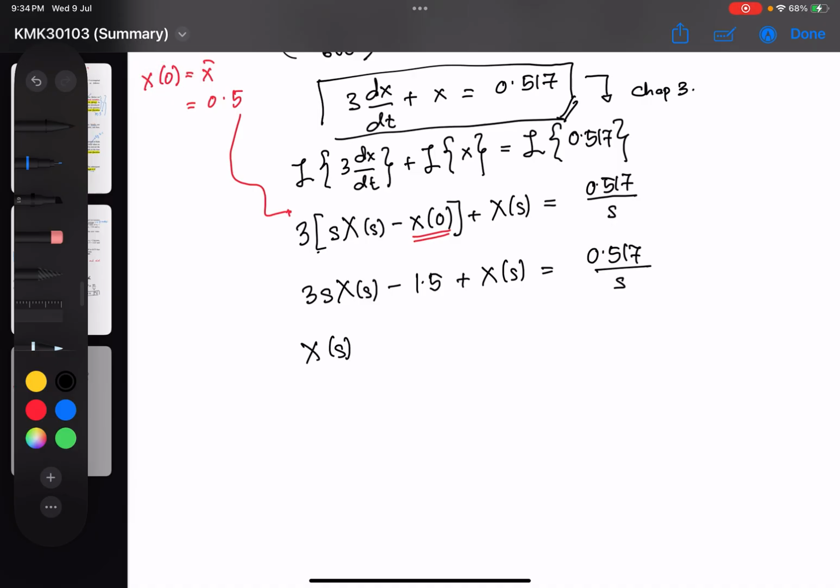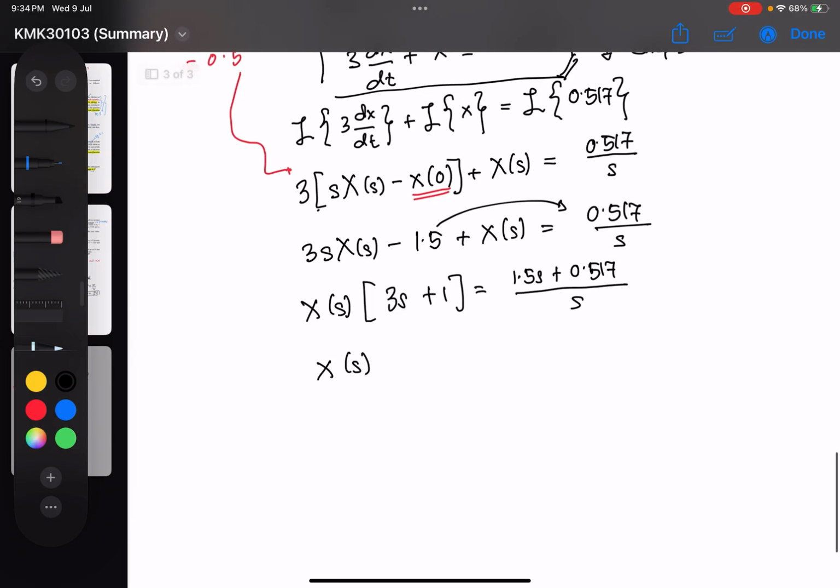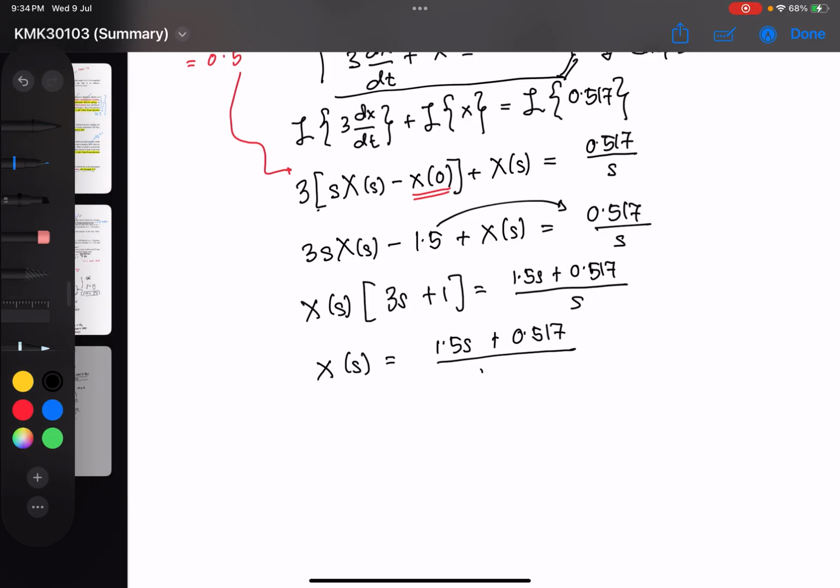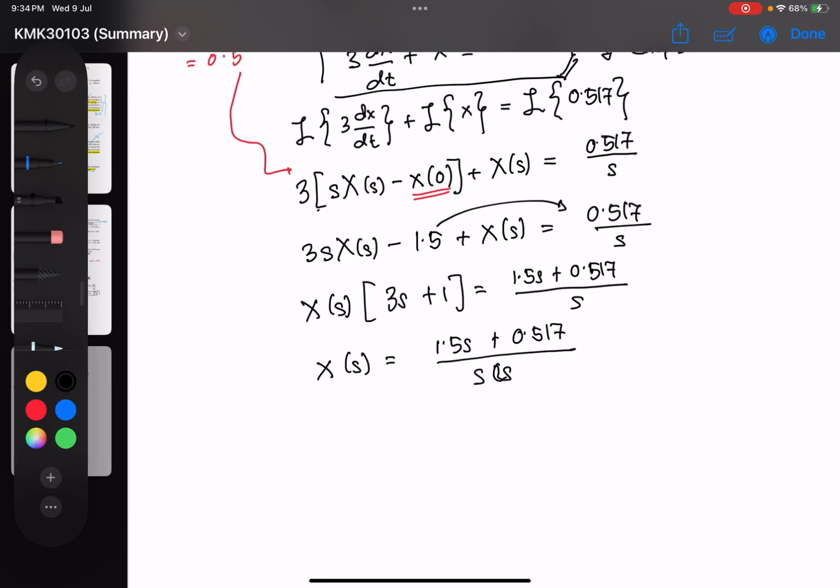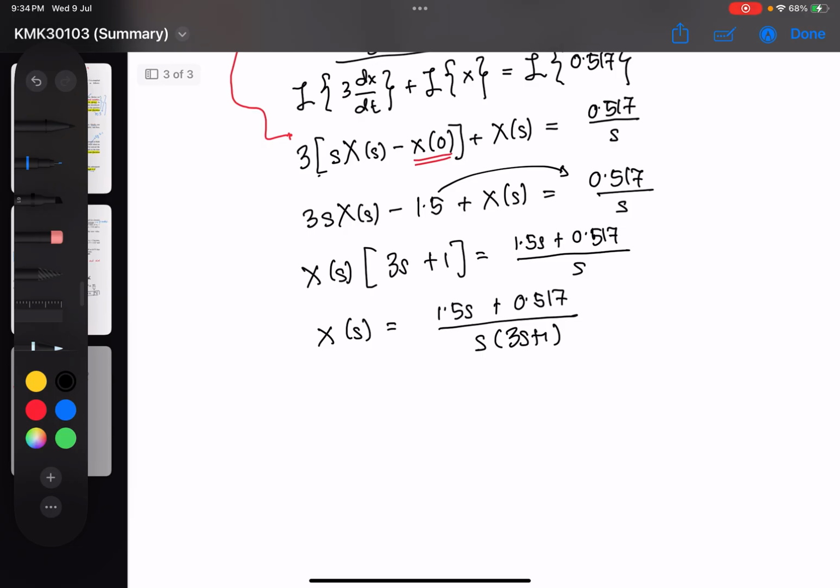Now I'm going to factor the X(s). So now I have X(s) times (3s plus 1) equals, I'm going to move this to the other side, 1.5 s plus 0.517 divided by s. So now I have X(s) equals (1.5 s plus 0.517 divided by s) over (3s plus 1), which is s multiplied by (3s plus 1). This is in the form of Laplace. So I'm going to use A over s plus B over (3s plus 1) as the partial fraction, and I first assume s equal to 0.